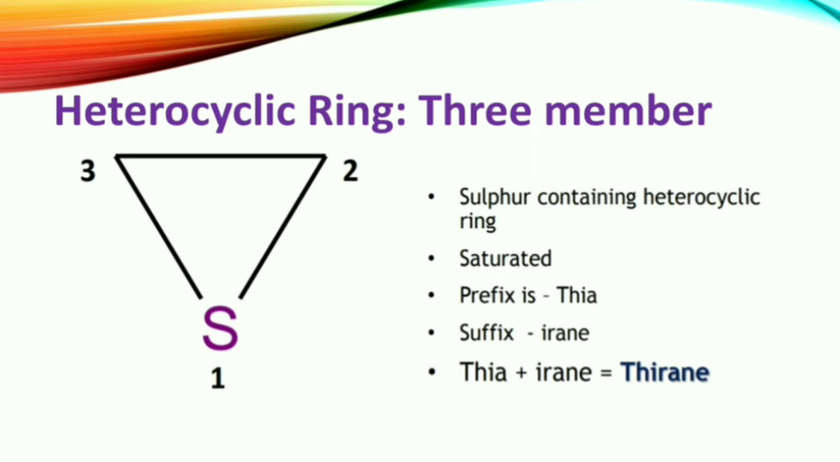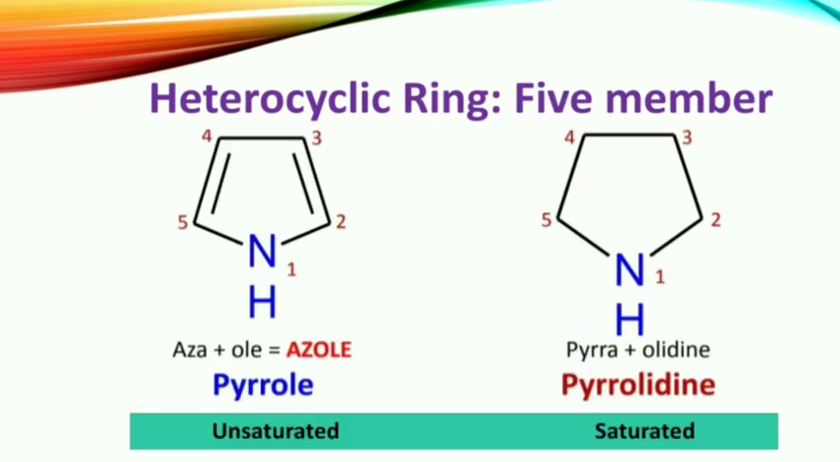Then we will take another example which contains sulfur as the heteroatom. This structure is a sulfur-containing heterocyclic ring, and it is a saturated one. For sulfur, we use the prefix thio, and the suffix will be irene, because the structure is a 3-member ring structure without nitrogen. Combining both the prefix and suffix, you get the name thiirene for this ring structure.